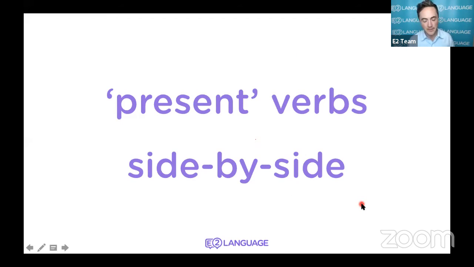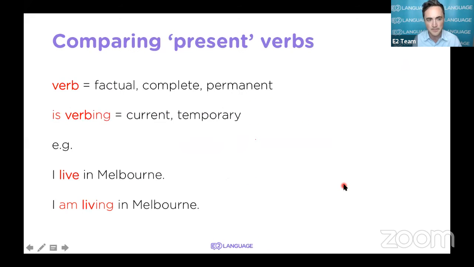Right. That's kind of tricky. How are you supposed to remember that? Well, I think we need to continue to understand the differences in meaning of the verbs. A good way to do that is to put the two verbs side by side and look at the difference in meaning. So let's put these present verbs side by side and compare these two. Let's compare just the basic verb, like identify, versus is identifying. Let's compare a factual, complete, and permanent statement versus a current but temporary statement.